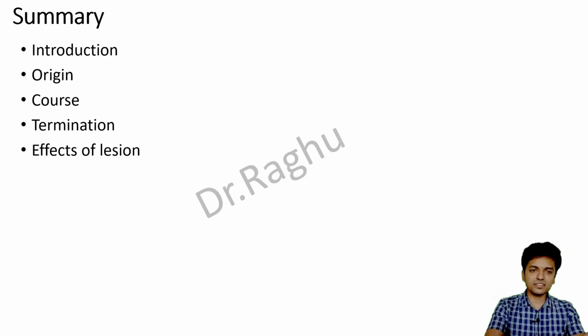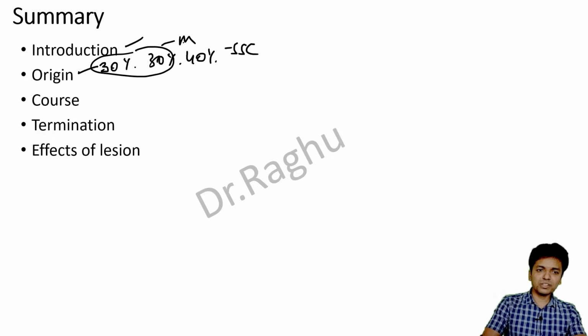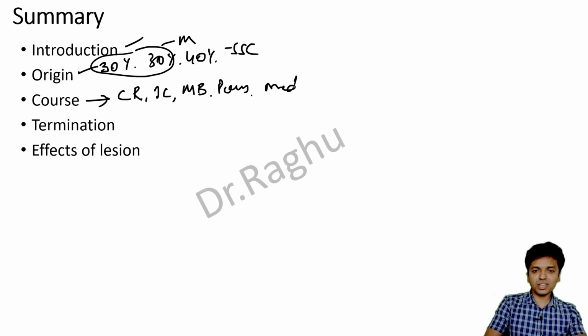So just to summarize the entire thing, I started with the introduction wherein I mentioned the layers of the cortex and I told you the areas of the cortex. Then we discussed the origin of the corticospinal tract, 30%, 30% and 40%, 40% from the somatosensory cortex and 60% from the motor cortex. Very importantly, we discussed the course of the entire corticospinal tract, starting from the corona radiata, internal capsule, midbrain, pons, medulla oblongata, the pyramids, and then the crossing over.